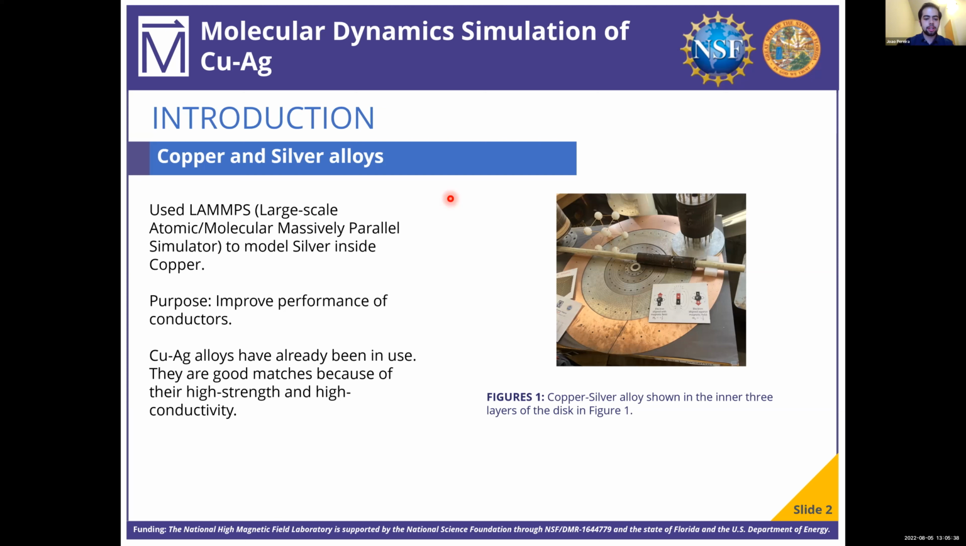The purpose of this was to improve the performance of current conductors, since current conductors already use copper-silver alloys, and they've been in use. You can see here on this little figure that the inner three rings are made of copper and silver. Copper-silver are good matches for this because of their high strength and high conductivity.